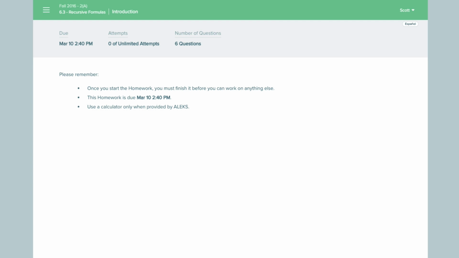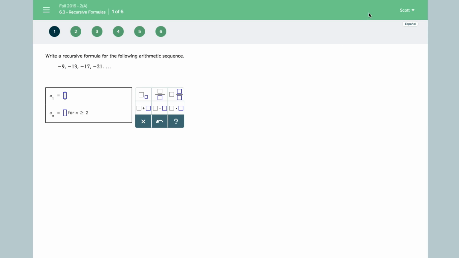So let's go ahead and try the homework 6.3. In this one, we have a sequence. It's an arithmetic sequence. We're told that right here, so we know it's plus or minus. In this case, it's doing minus 4, and minus 4. Okay, so we know the common difference is minus 4.